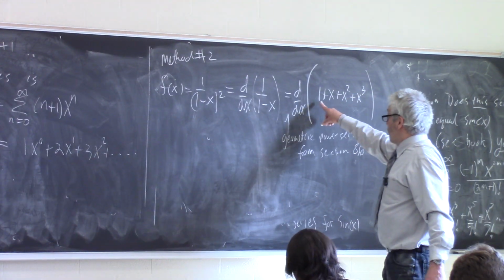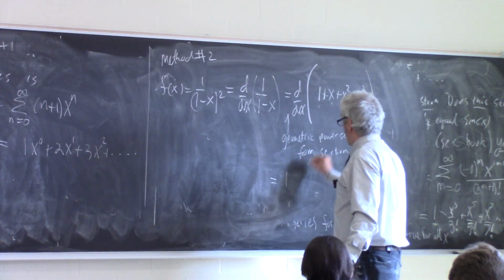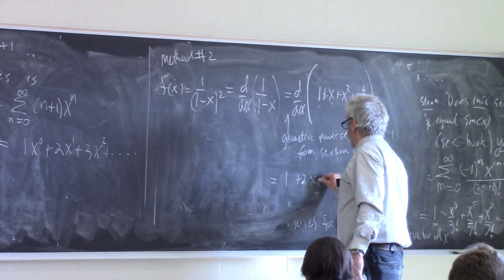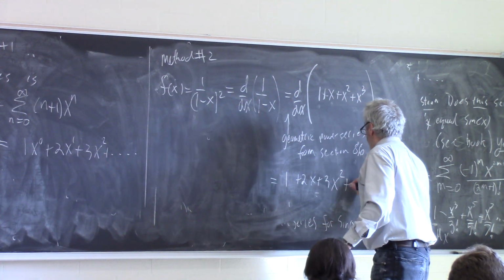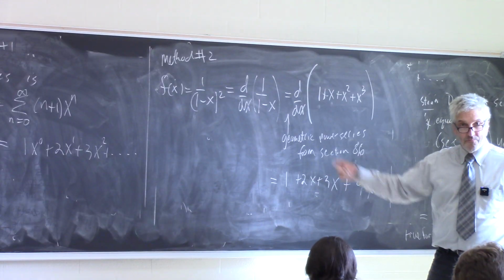So the derivative of 1 is 0. The derivative of x is 1. So I get 1 plus 2x plus 3x squared plus 4x cubed and so forth. You see, it's the same result. It's pretty cool.